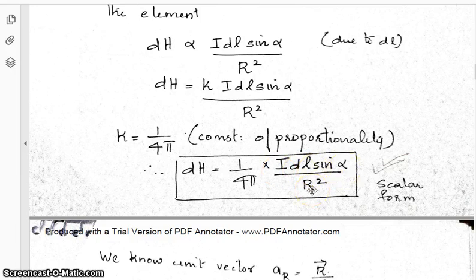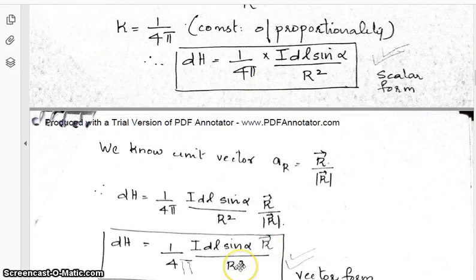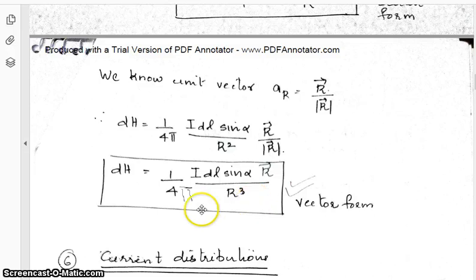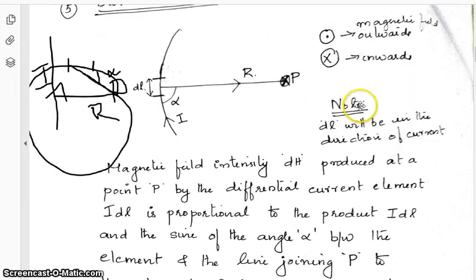Scalar form means you will be getting the magnitude of H, not the direction. So if you want to get the direction of H, then you have to use this formula. dH is equal to 1 by 4 pi I dl cross a_r by r cube, which is the vector form. These two forms you have to learn by heart. This one is more important. Now, one point that you have to keep in mind is dl will be in the direction of current. dl and current will be in the same direction.